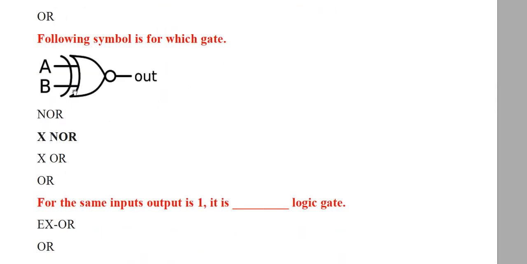The following symbol is for which gate? Again, a symbol is given. This is XOR with a bubble. It means XNOR gate. This is the XNOR symbol.